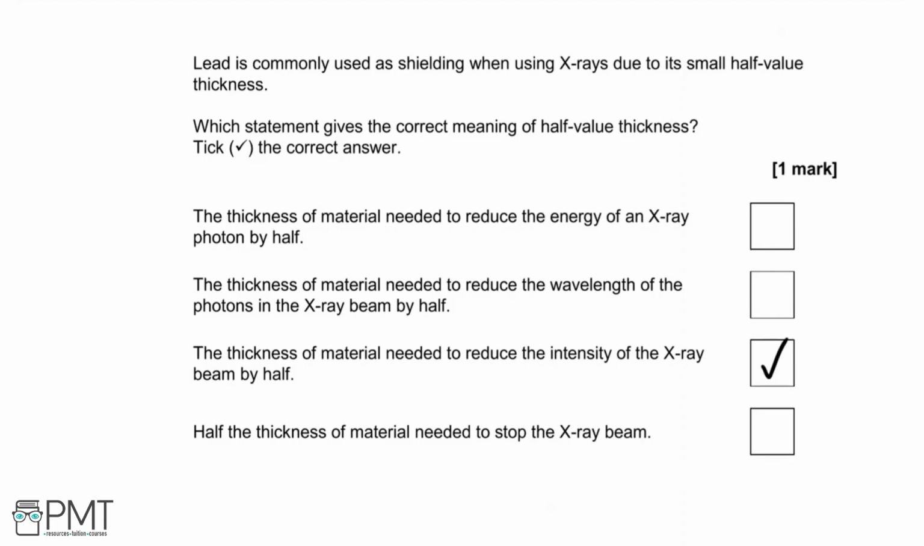In terms of the first point, we can't really reduce the energy of an X-ray photon using a certain thickness of material. You could argue that that's through scattering, but that's a bit more complicated. So it's not the first option. It's not the second option because the material certainly wouldn't reduce the wavelength of the photons, because that's increasing their energy, because that energy is inversely proportional to the wavelength. So that doesn't obey the conservation of energy.